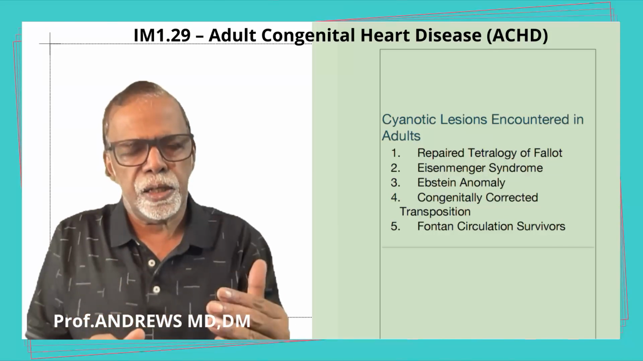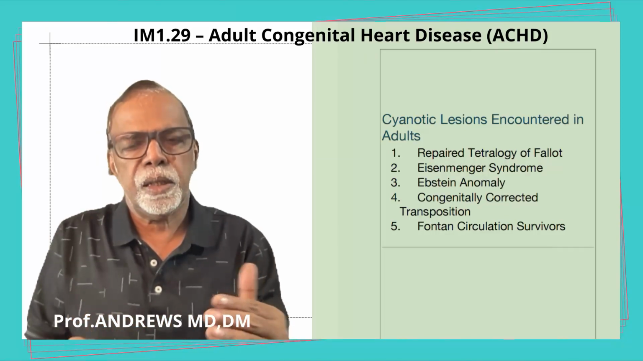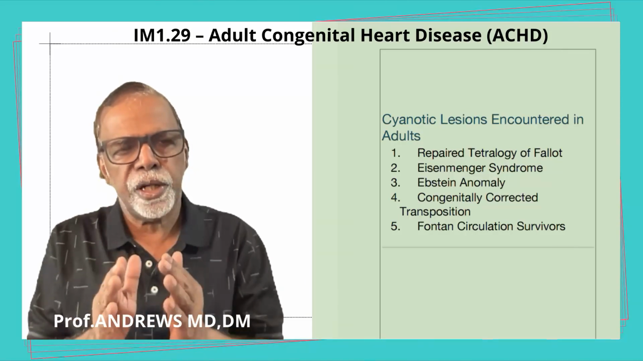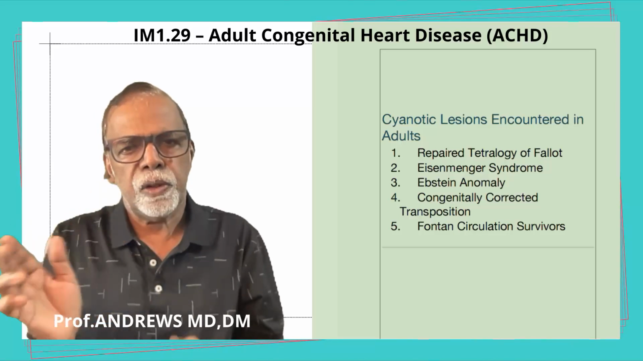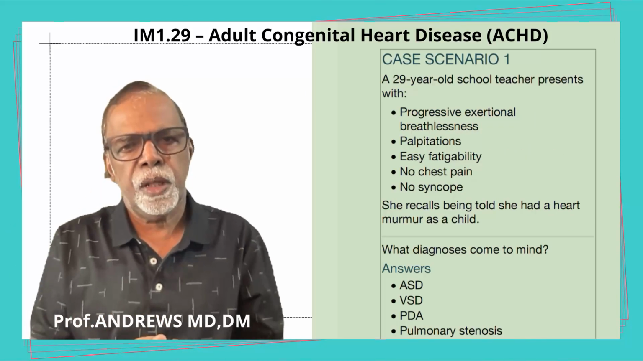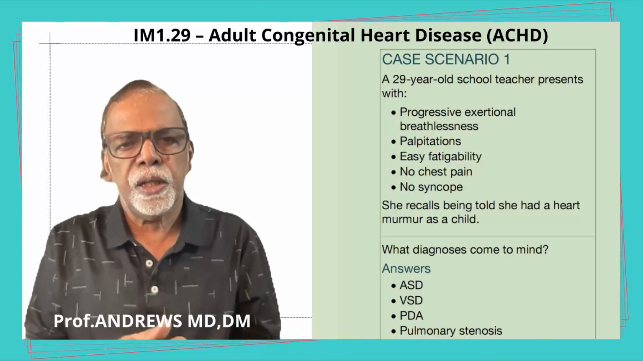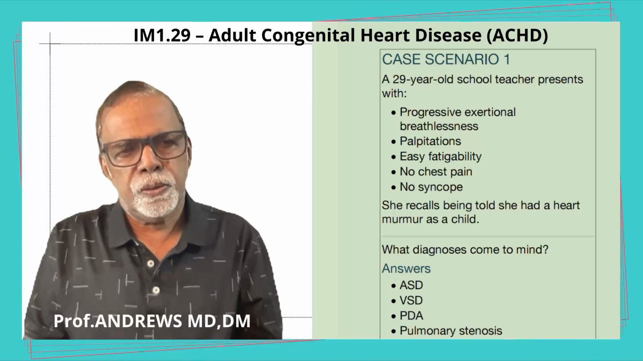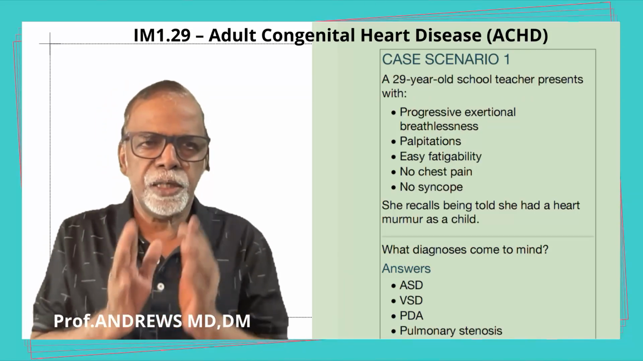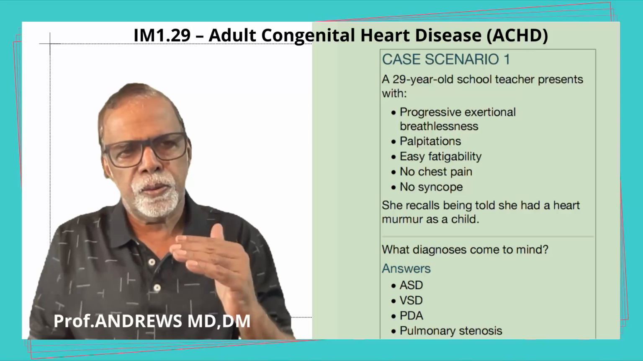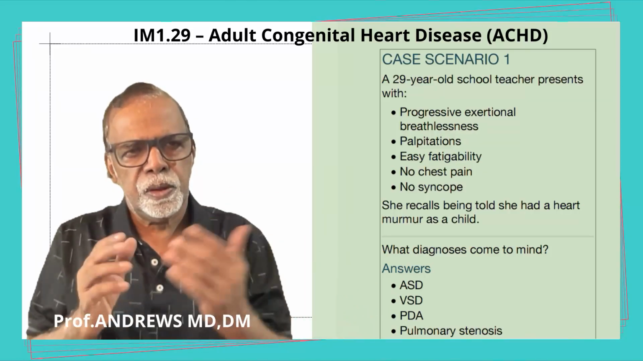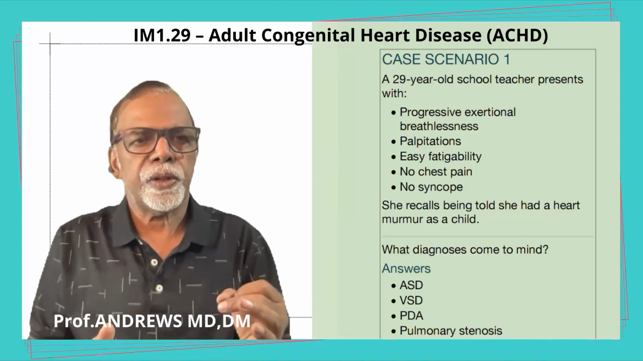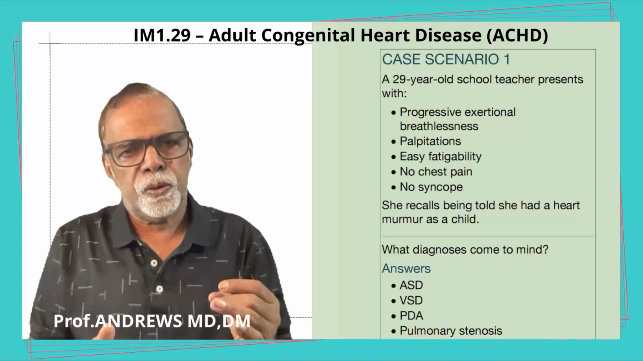Cyanotic lesions encountered in adults are repaired tetralogy of Fallot, the Eisenmenger syndrome, that is left to right shunt developing pulmonary hypertension and then becoming right to left shunt, Ebstein's anomaly, congenitally corrected transposition, and Fontan circulation survivors. So we have classified adults with congenital heart disease into previously undiagnosed ones. Then diagnosed ones can be acyanotic, obstructive, or cyanotic diseases. Hope this is clear to you.